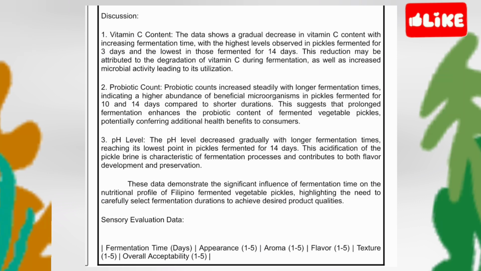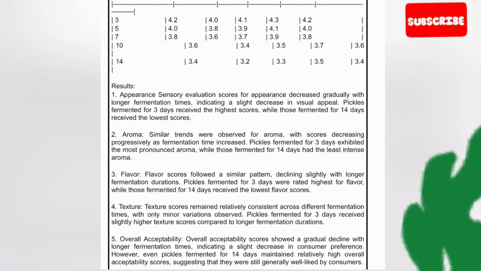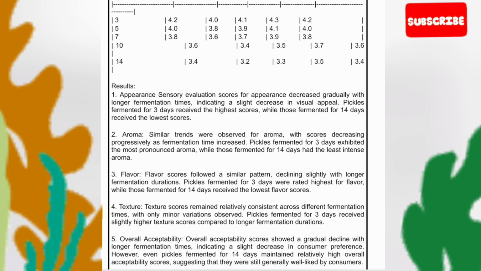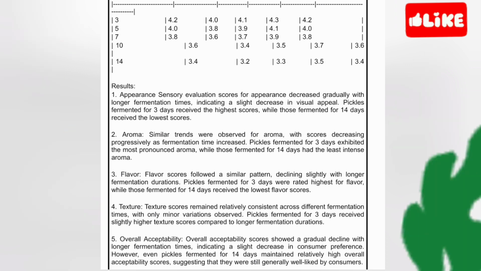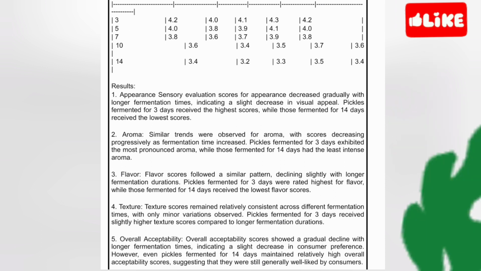For the sensory evaluation results, similarly, sensory evaluation data highlighted differences in appearance, aroma, flavor, texture, and overall acceptability among pickles fermented for varying durations. Shorter fermentation times generally resulted in higher ratings for sensory attributes.